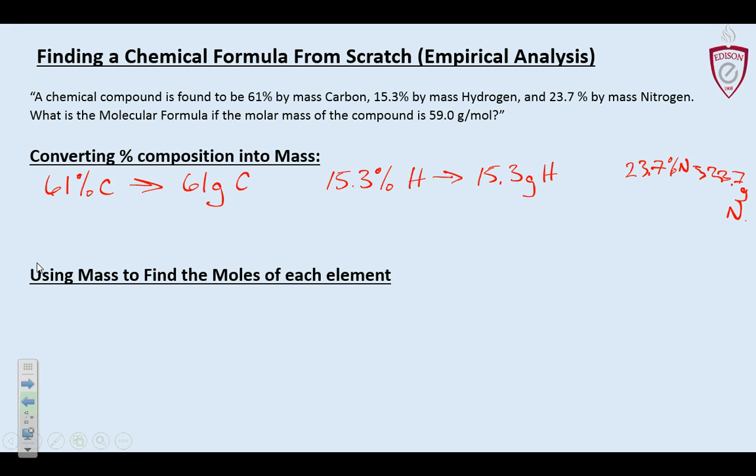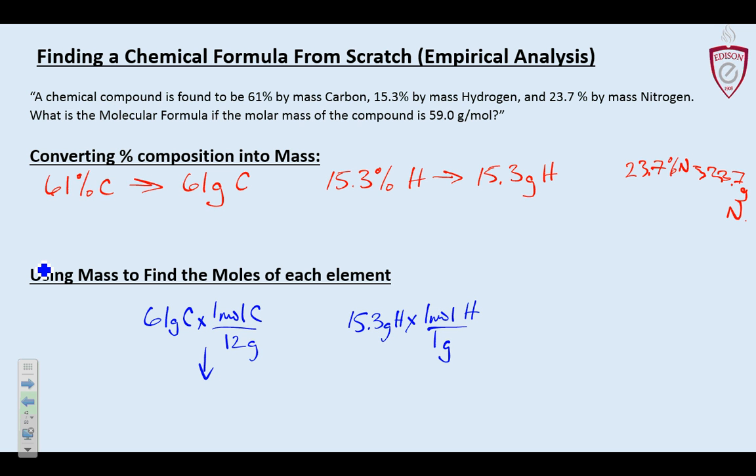So using mass to find the moles of each element. Now that I have the grams of each element, I'm going to convert that into moles by dividing by the atomic mass for each. So if I've got 61 grams carbon times 1 mole carbon over 12 grams, you got a calculator handy for me? Of course I got it. 15.3 grams hydrogen times 1 mole hydrogen over 1 gram.